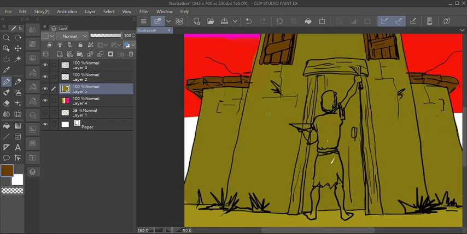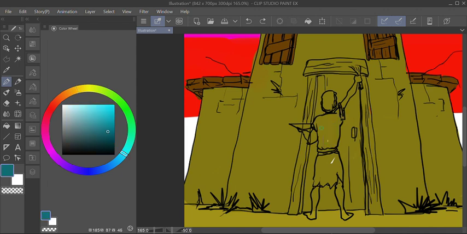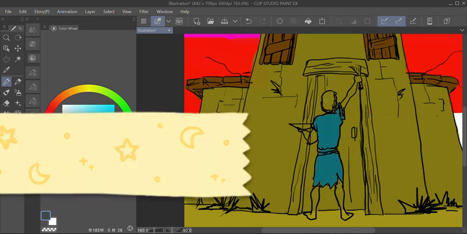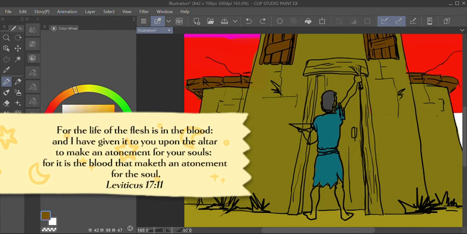So that's why God told them to splatter this lamb's blood. So why did he do that? The Bible tells us that the life of a creature is in the blood.